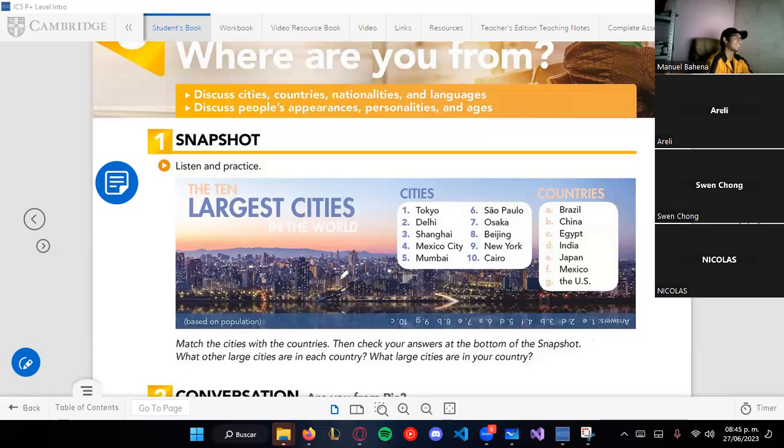Porque el título de nuestra unidad se llama, Where are you from? Que es una pregunta muy típica que viene en las certificaciones. Que nos dicen, okay, for example, Nicolás, tell me, where are you from? ¿De dónde eres? I come from Mexico. Exactly. Oh, I come from Mexico. Oh, yo vengo de México. I am Mexican. Soy mexicano. Hmm? All right?